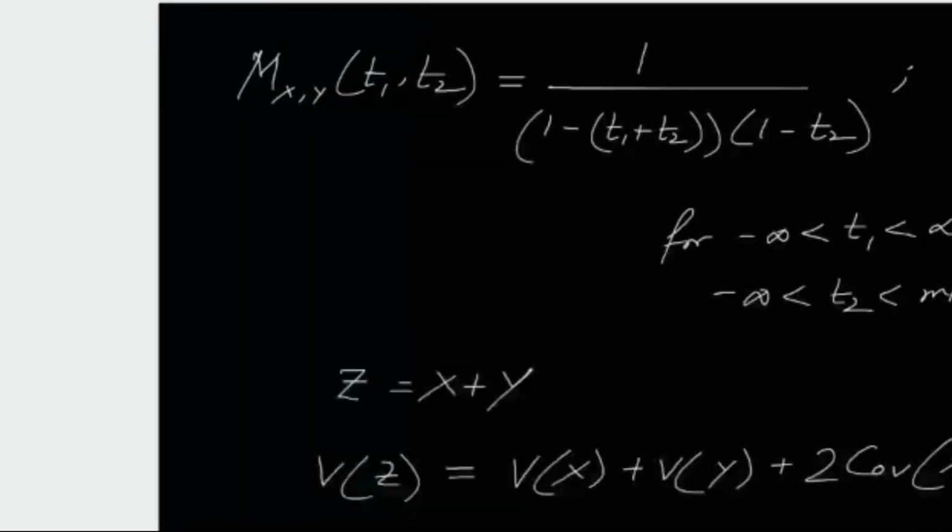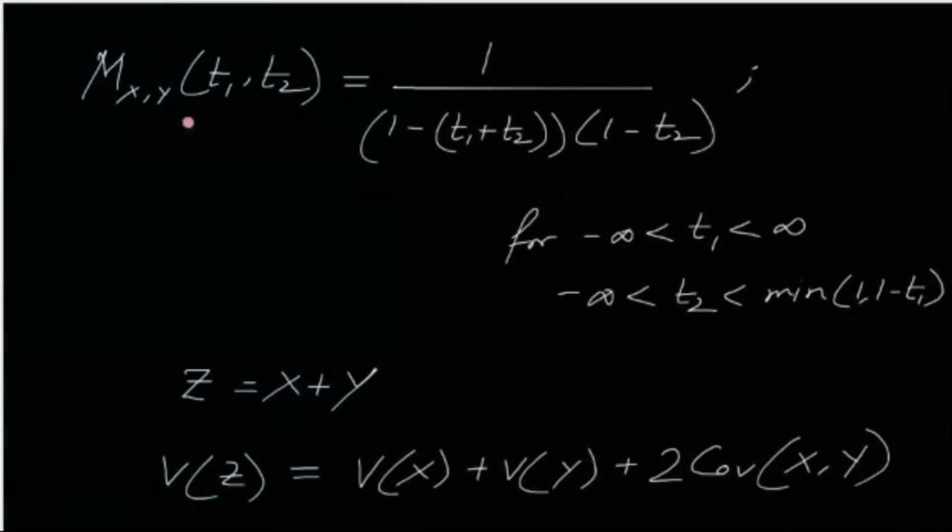So let us find the variance of Z given the joint MGF of (X, Y). The joint MGF of (X, Y) is nothing but this, as it is given, and Z is equal to X plus Y. So variance of Z is actually variance of X plus variance of Y plus twice covariance of (X, Y), just using the formula of the variance. That means we need to find the variance of X, variance of Y, and this covariance term, these three terms, to find the variance of Z.